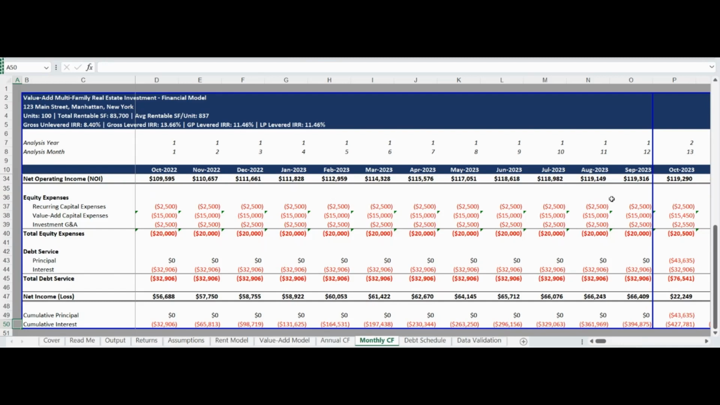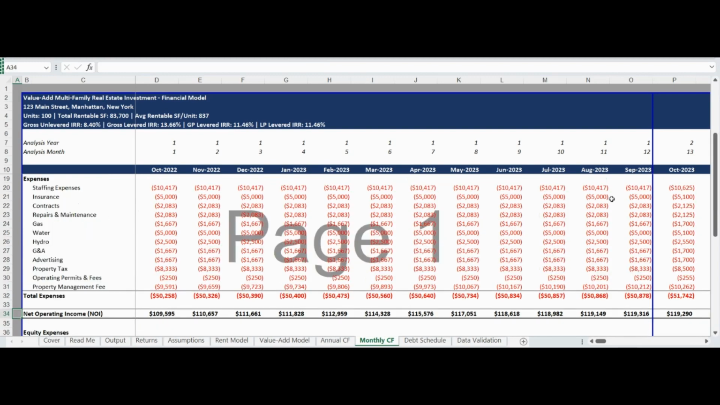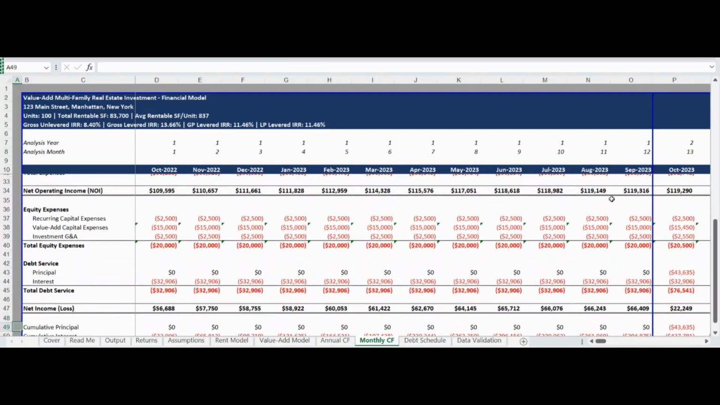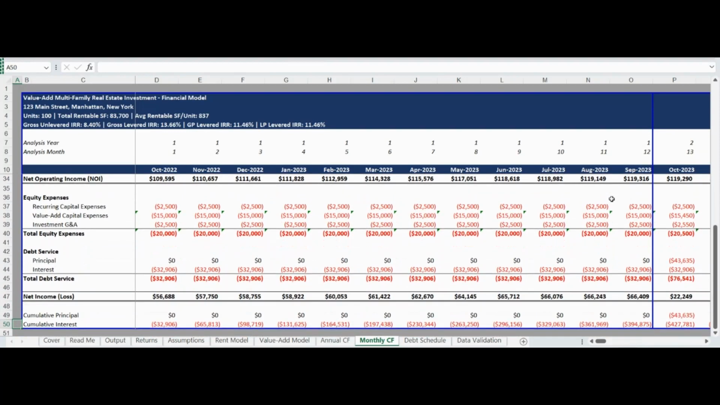Below the line expenses are then deducted from net operating income. Capital expenditures are costs for improvements to the property that are longer term in nature and can be depreciated. These costs are deducted as they are a cash expense. Investment general and administrative expenses are for items like tax returns for investors or audit expenses.